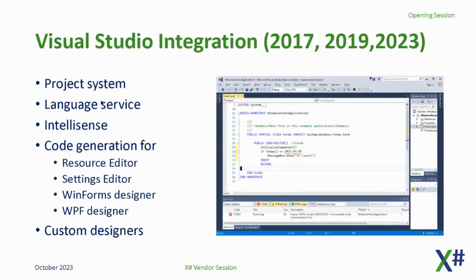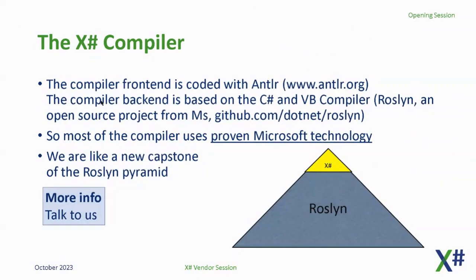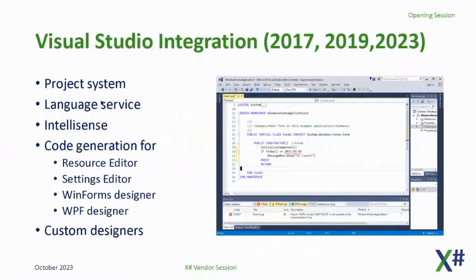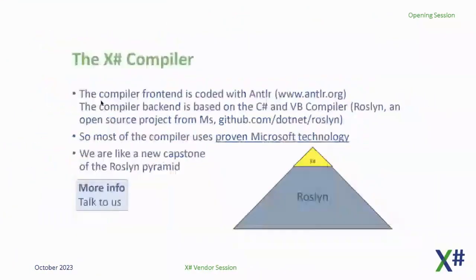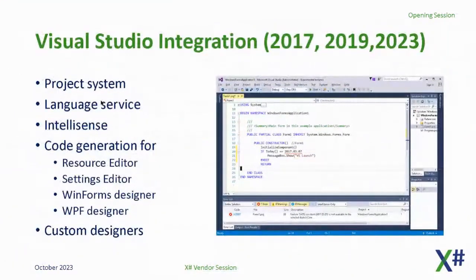So the Visual Studio integration consists of several components. I'm going to show you live in action in a minute. But of course, we have a project system. We have a language service, so the editor understands when you, for example, type this dot, it will give you a list of methods and properties. There's an animation here that I didn't put in. IntelliSense, we have code generation for several things, and we have custom designers.